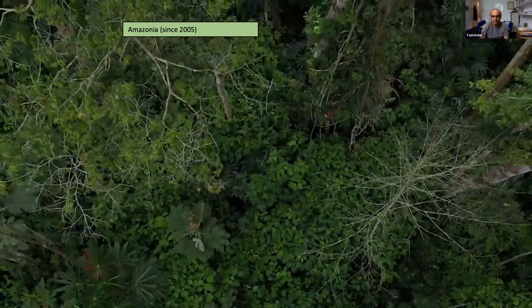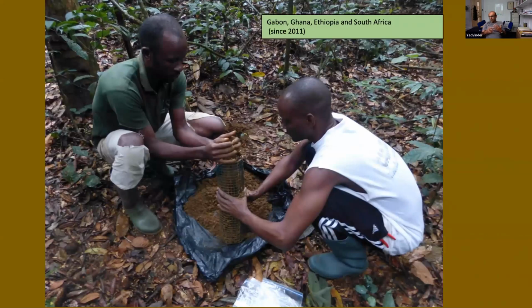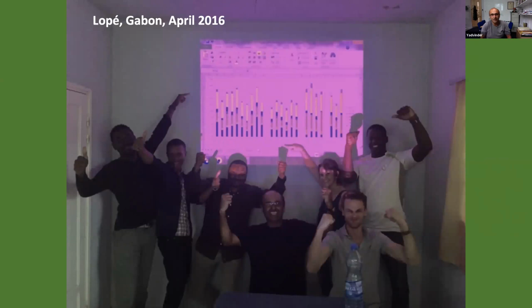over time. Other sites that we work at are in Southeast Asia. Here's an example in Sabah in Malaysia. And also a real priority for us has been to expand the data collection network in Africa, where until recently there'd been no ecosystem productivity direct measurements. So here's an example of our team in Gabon doing root growth work. And a couple of years ago in Gabon, we had our workshop where we first calculated the productivity of 6 forest plots in Gabon, which are shown in the center here.